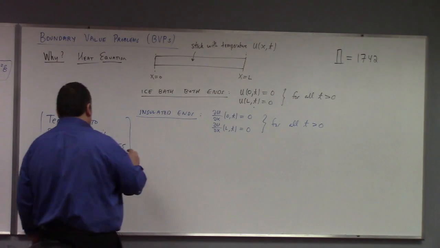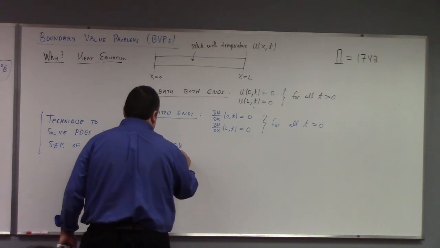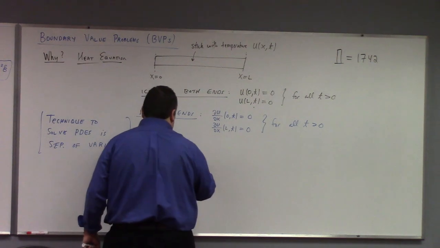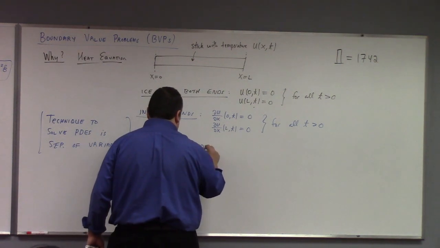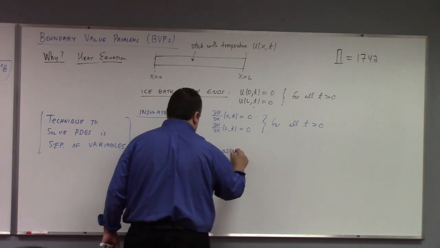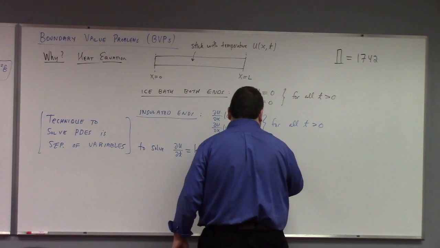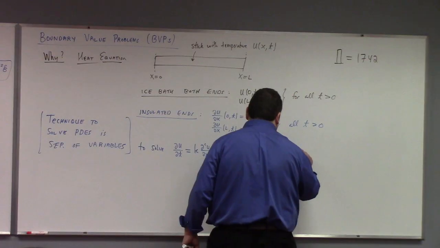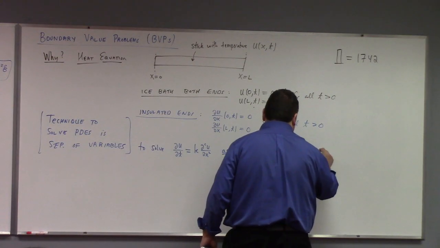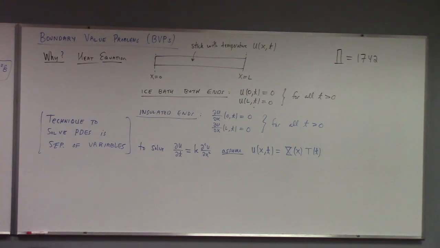It says to solve partial u partial t is equal to k times partial squared u partial x squared, assume that your solution, u of x,t, can be written as X of x times T of t. This is the separation of variables guess. All right.